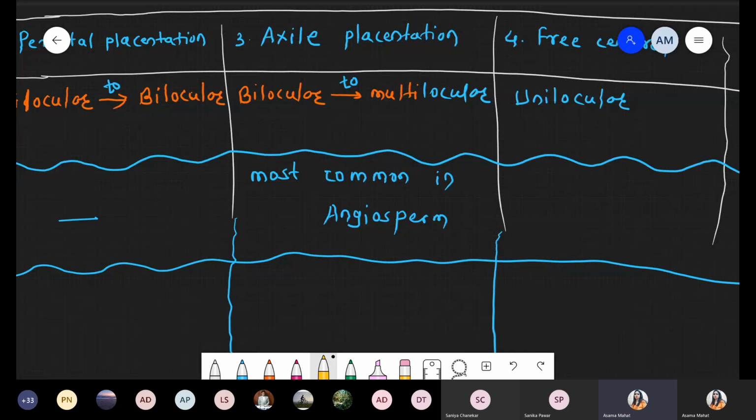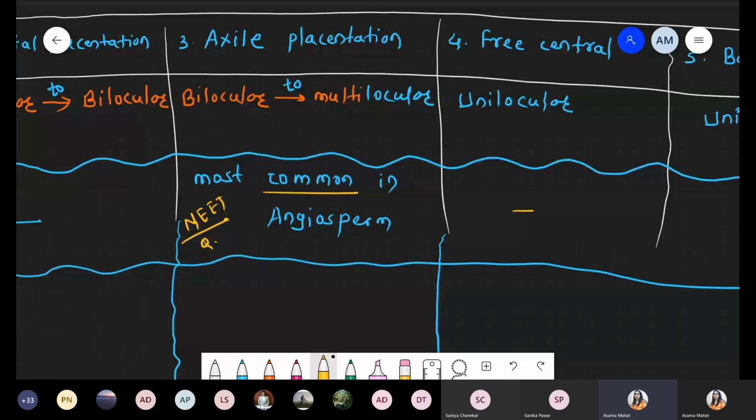Okay, so one question. Among this placentation, which placentation is most common? So remember, axial placentation, these are the most common in case of angiospermic plant. Now in case of free central, just give the dash because there is no information about that origin.